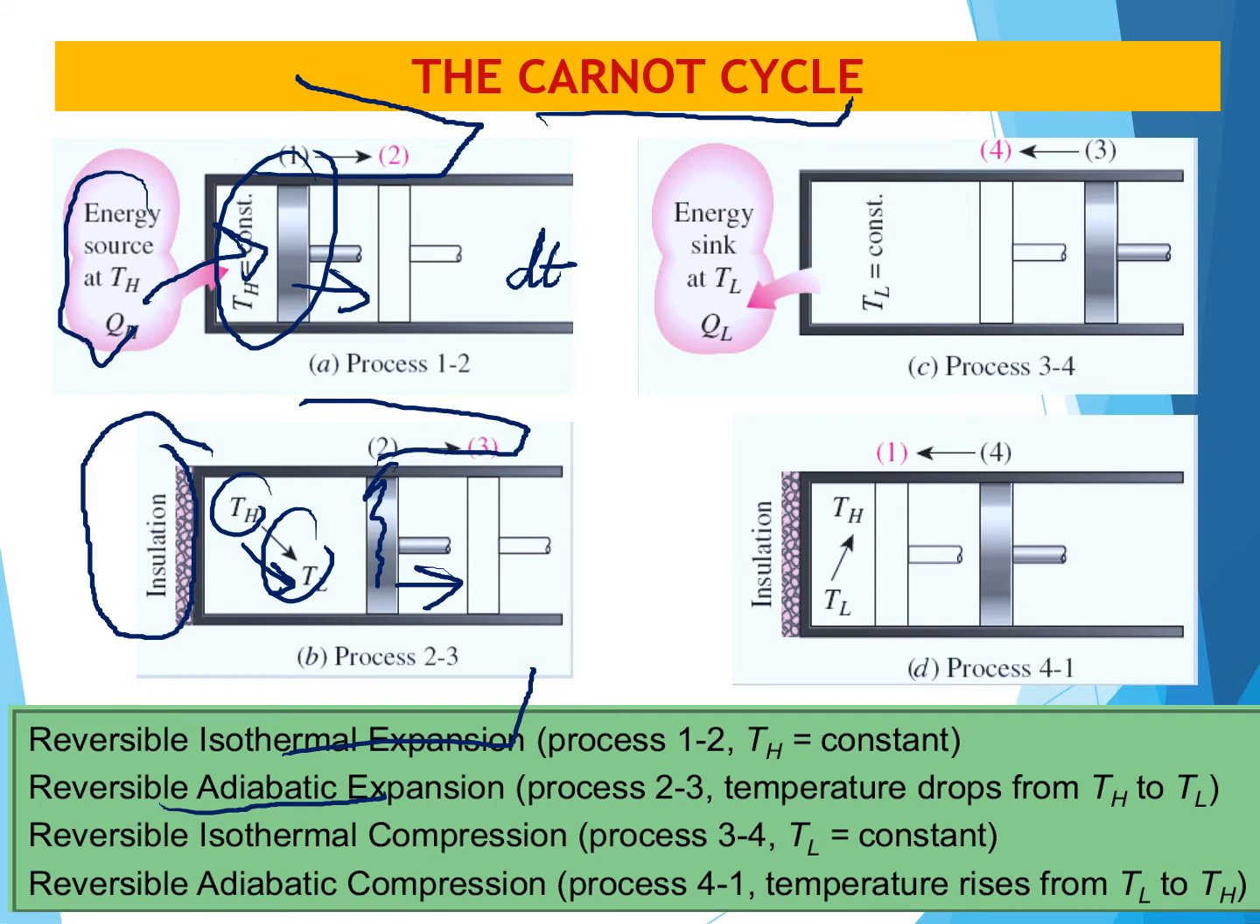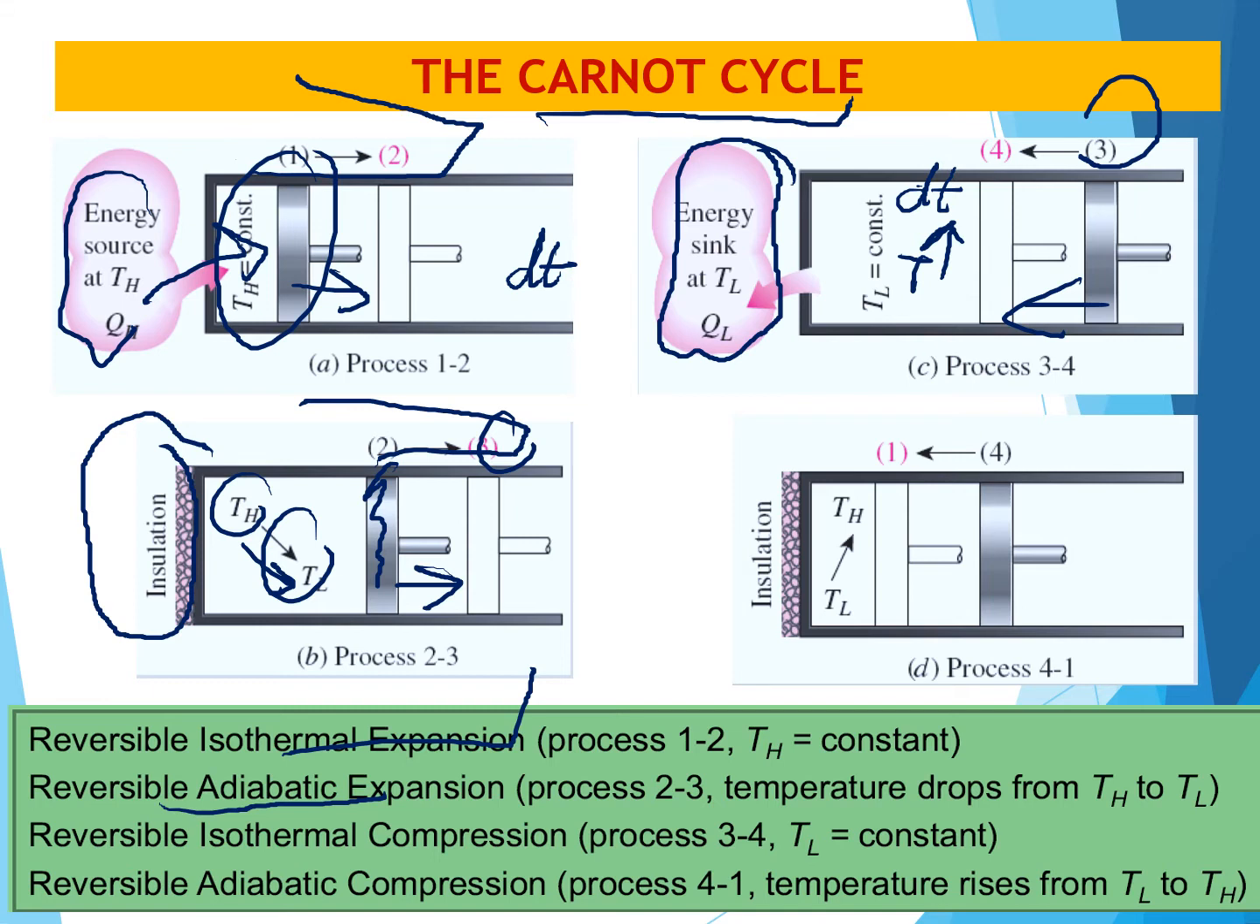Okay, now at state 3, the insulation is removed, but it is brought into contact with a sink at temperature TL. Now the piston is pushed inward by an external force doing work on the gas. So as the gas is compressed, the temperature tends to rise by a very small amount because the process is very slow. So the temperature tends to increase by an infinitesimal amount dT, right?